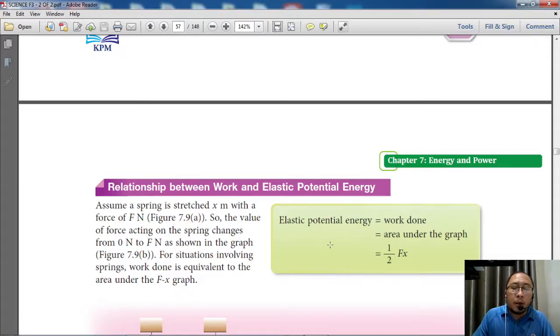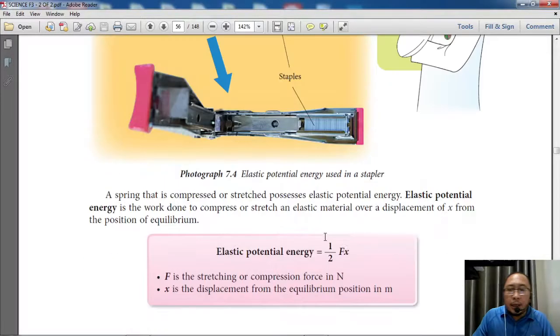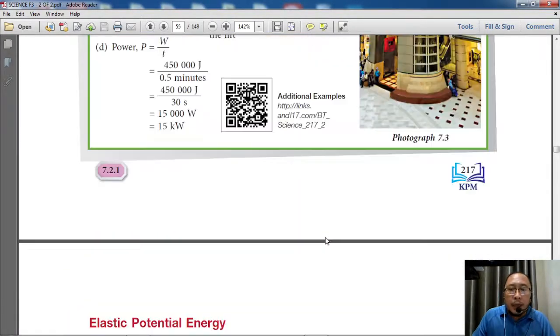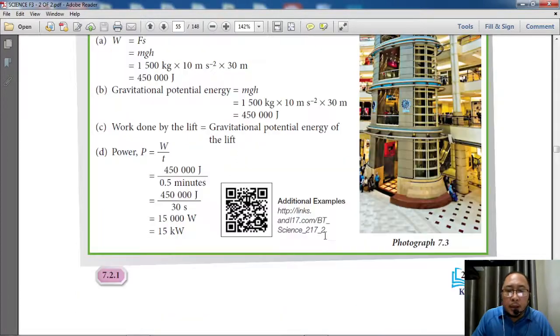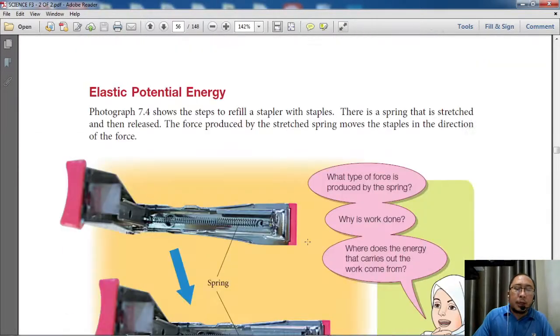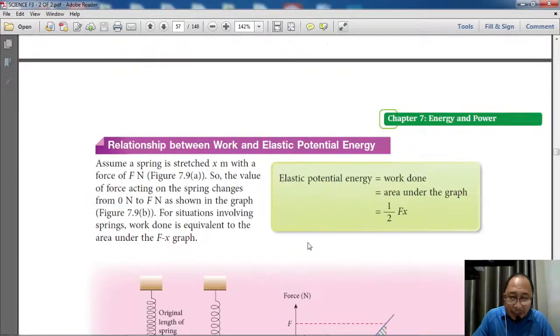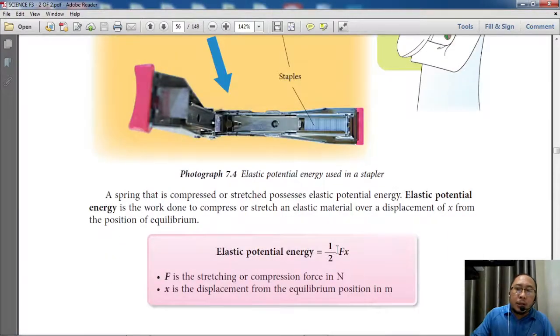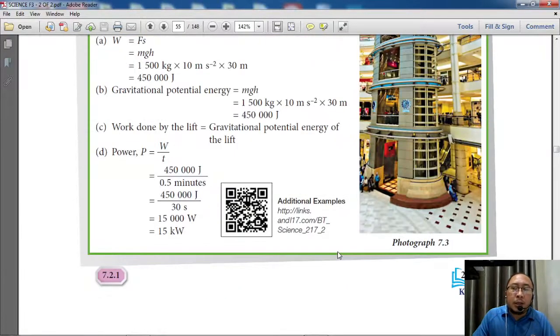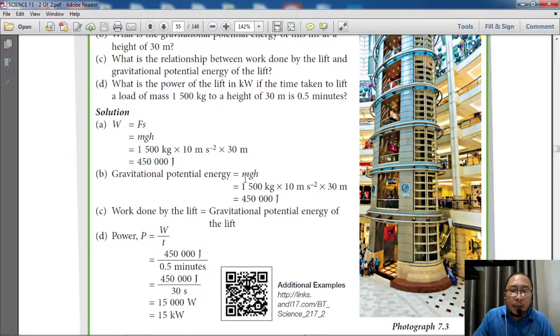So for all of this energy, gravitational potential energy, elastic potential energy, and also kinetic energy, all of these have their own formula to calculate the energy that is being used. I hope that you can understand, remember and know how to calculate by using the formula given.